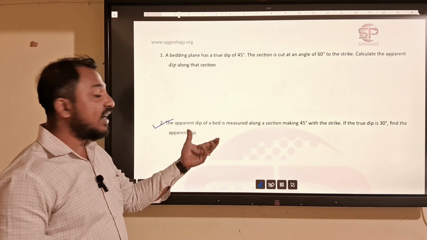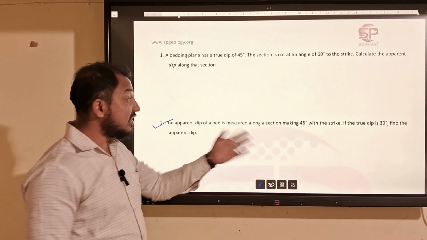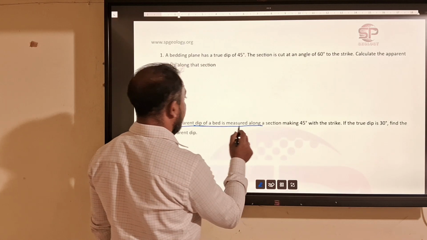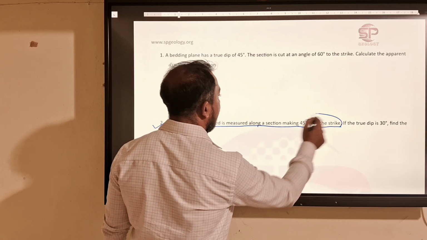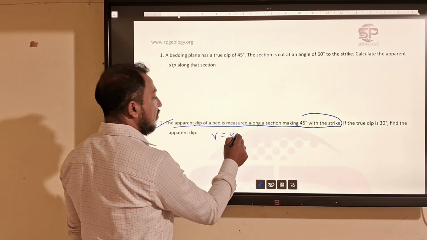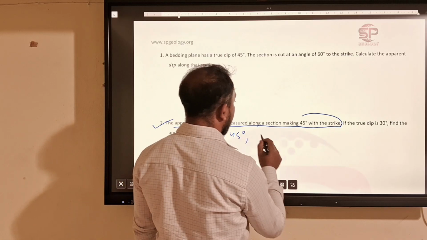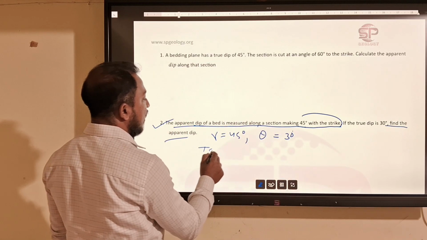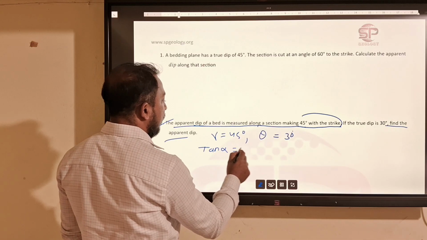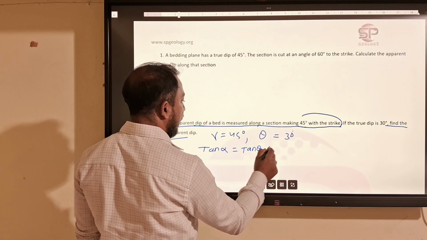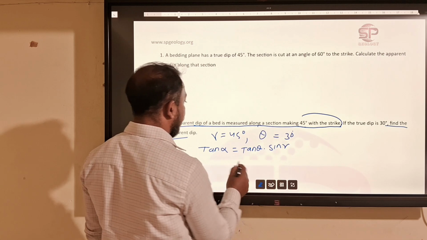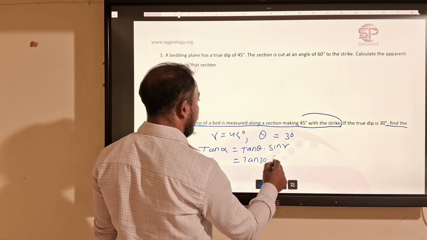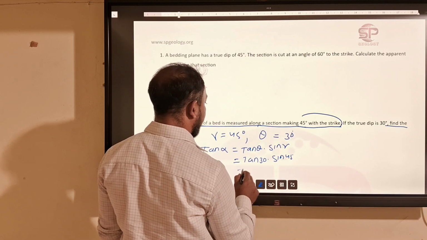Here the apparent dip of a bed is measured along a section making 45 degrees with the strike. So here gamma is given as 45 degrees, then the true dip theta is given as 30 degrees. So we have to calculate the apparent dip. Same, tan alpha will be tan theta into sine gamma, you can take. So tan 30 into sine 45 degrees.